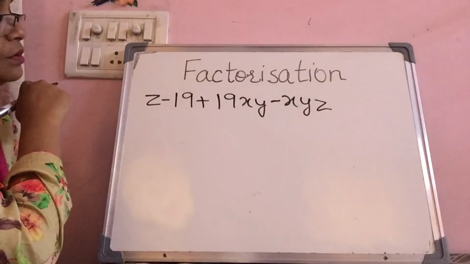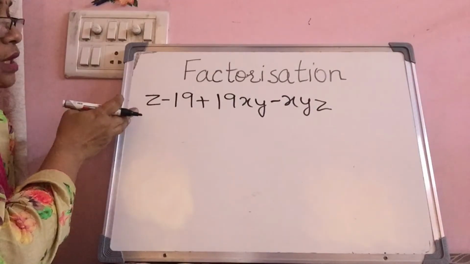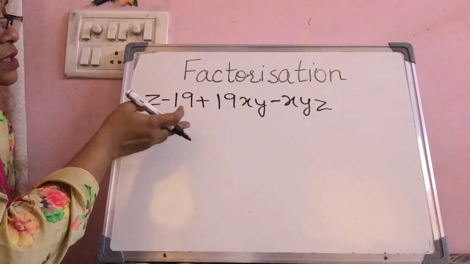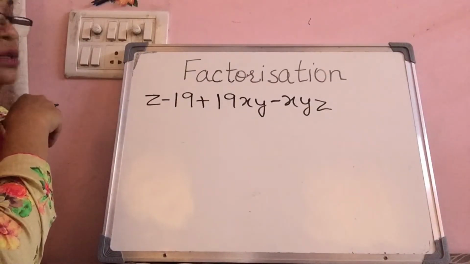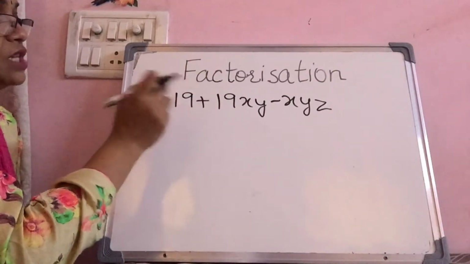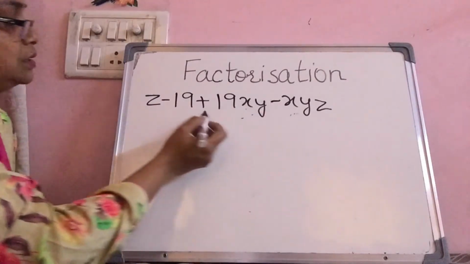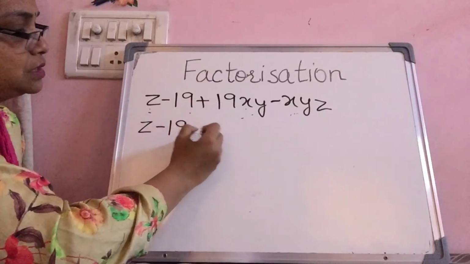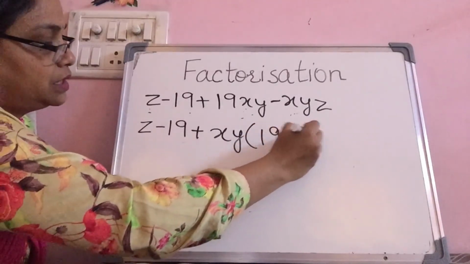If we have to do this question, we see we have 4 terms in this question. So we cannot use identity right now, because in first identity we have 3 terms, in second also we have 3 terms, and in third identity we have 2 terms. So we'll do it by regrouping method. We'll regroup those which have common terms. We see in this we have xy common. So we'll take this as one group and this as another group. So in this we do not have any common. You can write it as it is, plus xy common, xy 19 minus z.